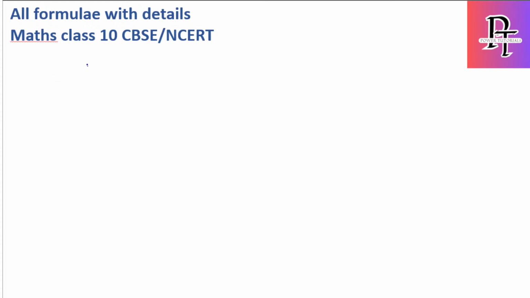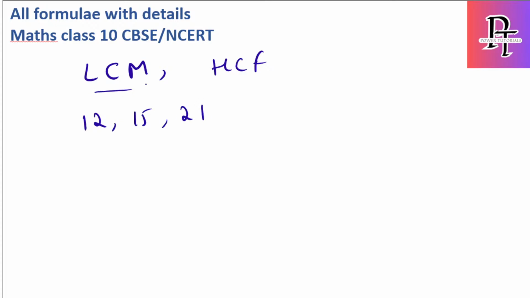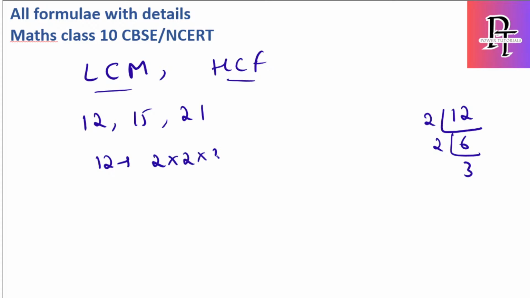So the main formulas from the first chapter are LCM and HCF. For this I will give an example. I will take three small numbers, 12, 15 and 21, and explain how to solve for LCM as well as HCF. In most cases I will use the prime factorization method. So for 12, just divide using the least prime number, which is 2. 2 sixes are 12, 2 threes are 6, and 3 is also a prime number. So 12 I can write as 2 into 2 into 3, whereas 15 is simply 3 into 5, and 21 is again easy, which is 3 into 7.